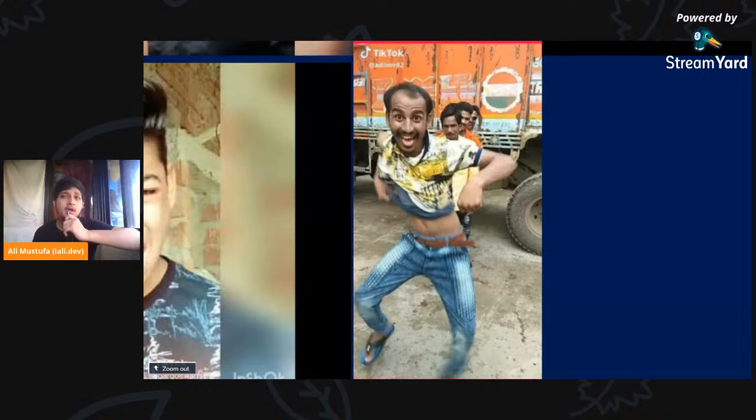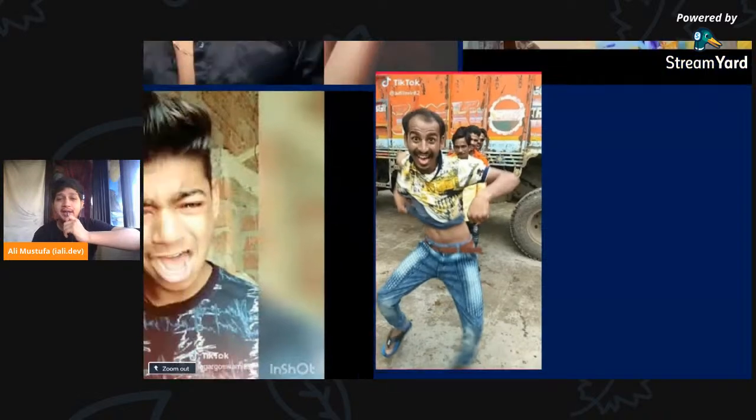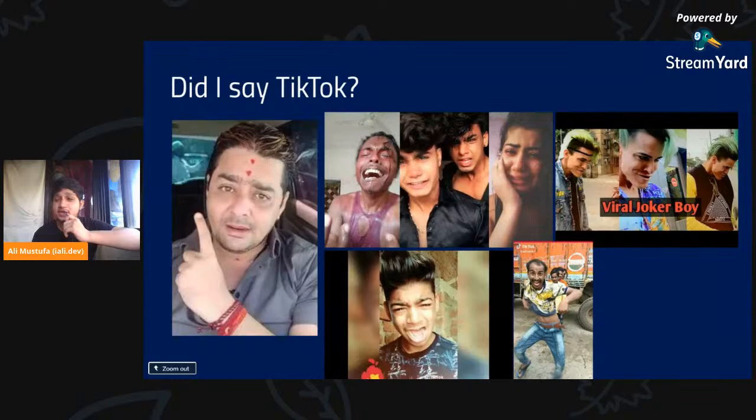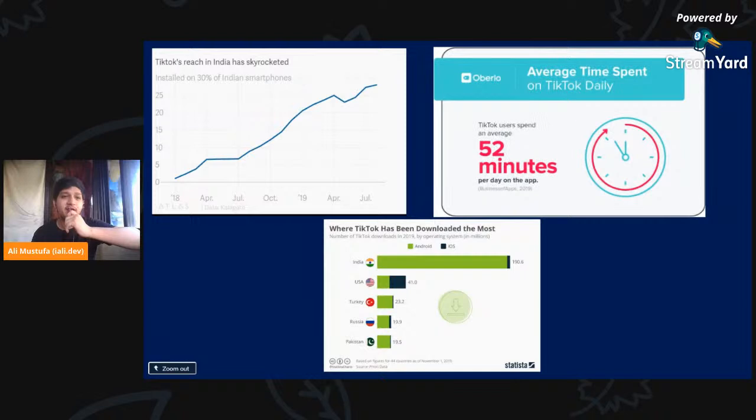So all these people who cannot have access to a laptop, but they want to create content, they want to show their skills. So this is one place where they come and create content. And with the help of machine learning, TikTok makes sure that the content is put across and goes viral in different segments.